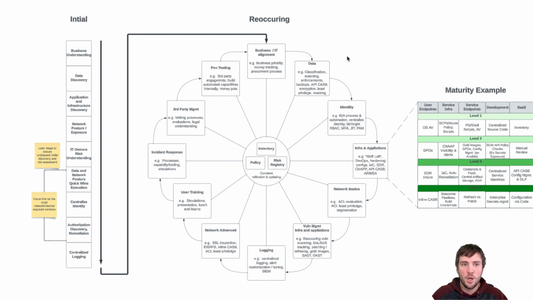So hopefully this was helpful. Hopefully, it broke down the initial plan and a recurring plan, mapping that also to a maturity so you can understand your growth. And then, like I said, constantly updating your inventory, risk registry, and policy. And also, the debate of trying to get in some quick wins with network to reduce blast radius while focusing on some things that are more fundamental and have more overall risk reduction, like identity.